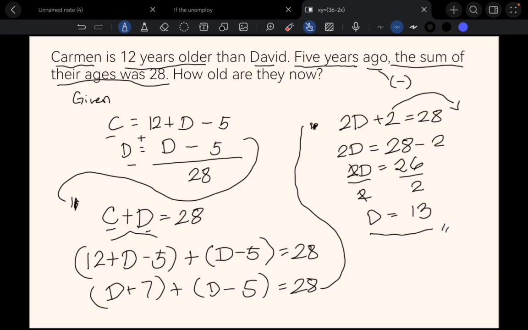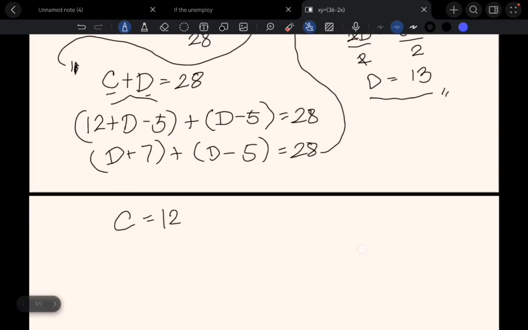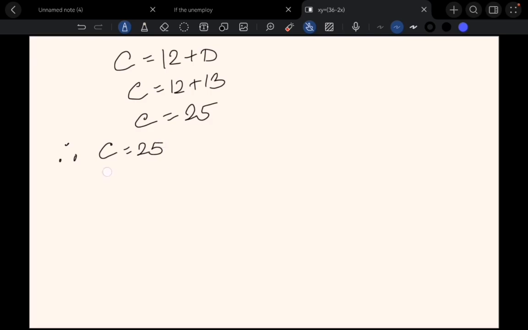Now, let's figure out the age of Carmen, since we are looking for both values. Since we have David here, let's substitute D into the first equation that we have, which is C equals 12 plus D, equals 12 plus 13. That's pretty simple, and that would give us the answer of 25. So therefore, we were able to identify both ages: 25 for Carmen and David is equal to 13.